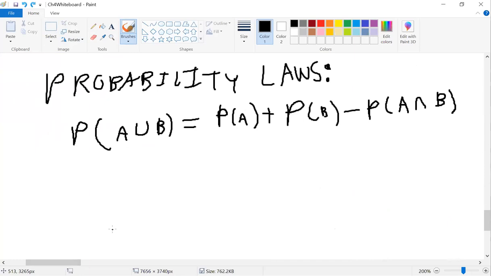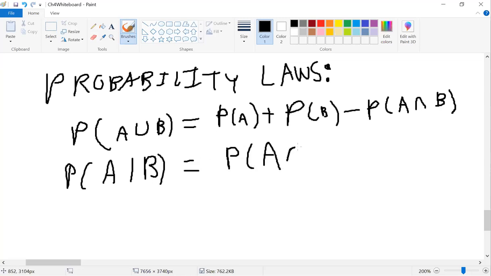Now, the next one we'll do the conditional probability. The probability of A given B, so the odds of A happening given that B happened, is equal to the probability of A and B happening divided by the probability of B happening. I'll give you a second to write that down, and I'll go back to the Venn diagram to explain why that's the case.